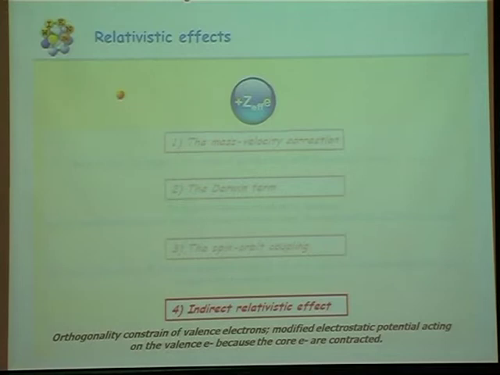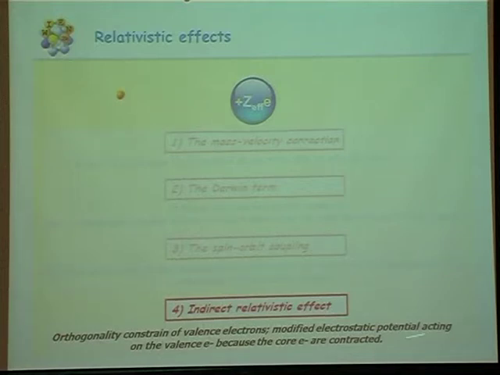And there is a fourth very important in many cases, or sometimes it's even, you could say, the most important effect. They are indirect relativistic effects. We talked about the large change of the 6s wave function of gold. Now, the 6s wave function is a valence wave function, and this electron is certainly not really relativistically moving around, but it had a strong, strong influence, and that was the orthogonality constraint, because these outer electrons have to be orthogonal to the inner shells.